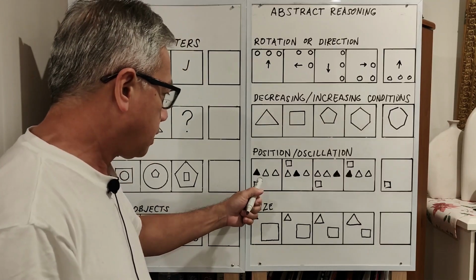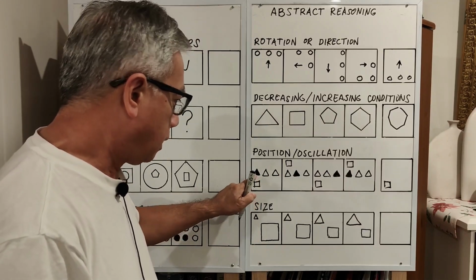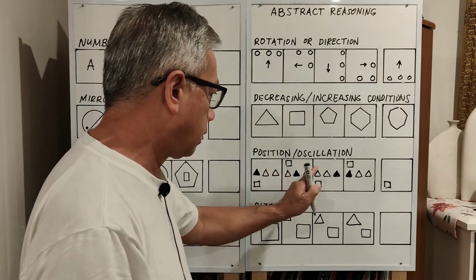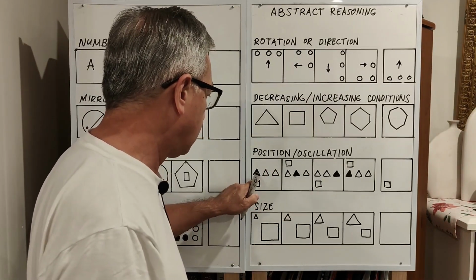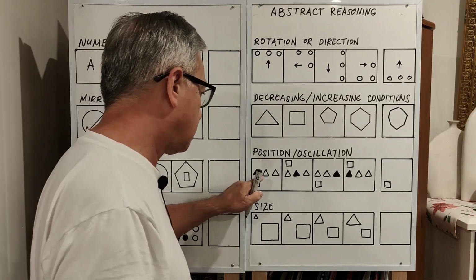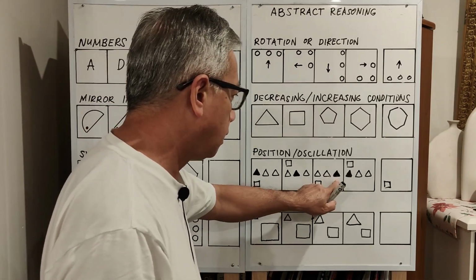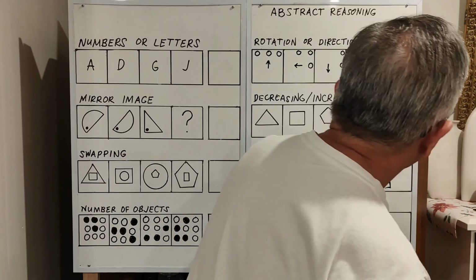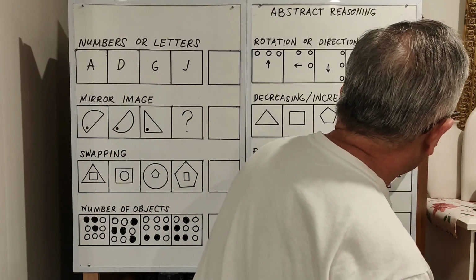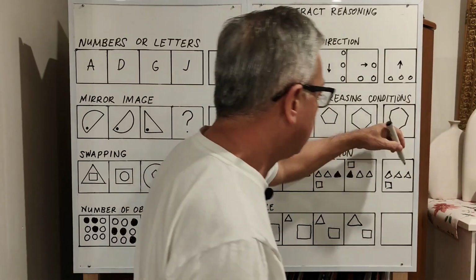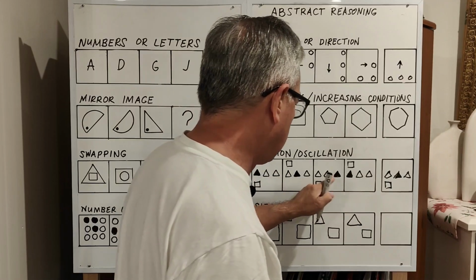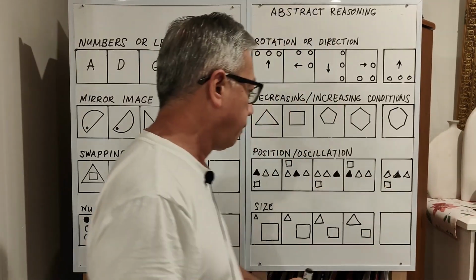And you will notice the triangles, the dark triangle is moving slowly to the right and then goes back again. First it's on the first position, then on the second, then on the third, and then goes back to the first position. So what you are looking for is a triangle with the black triangle in the middle. First, second, third, first, second.